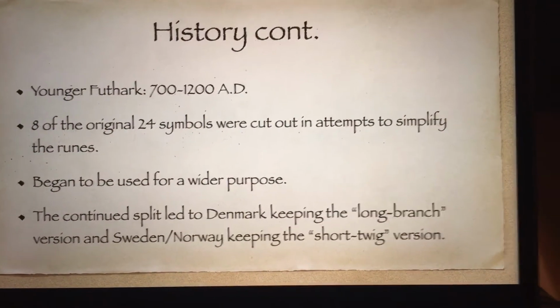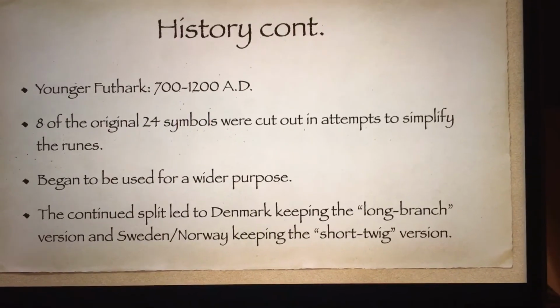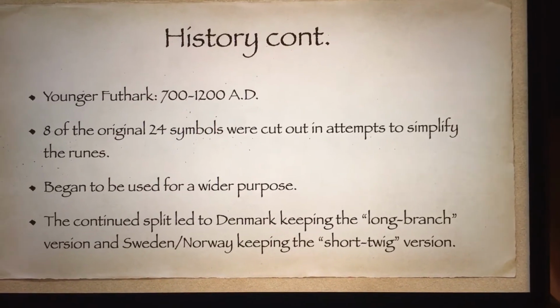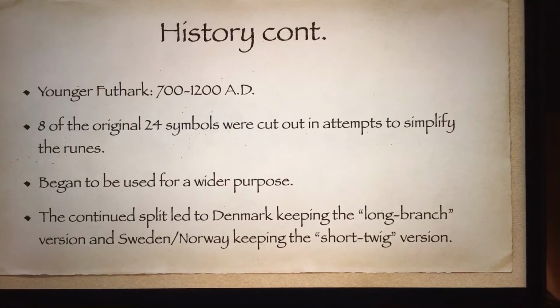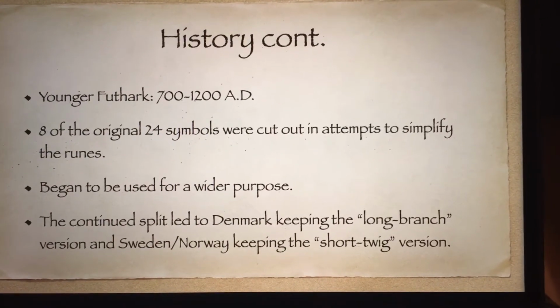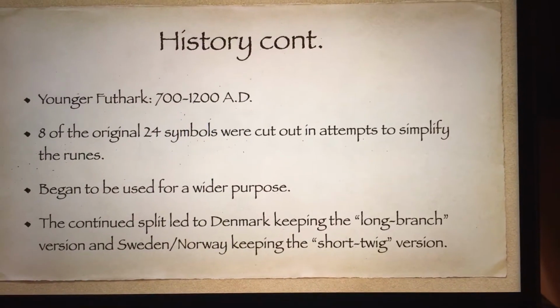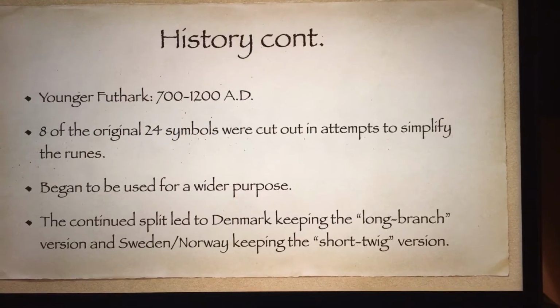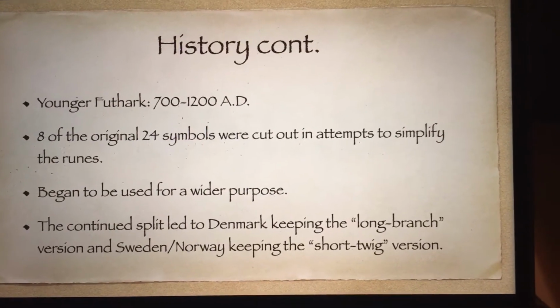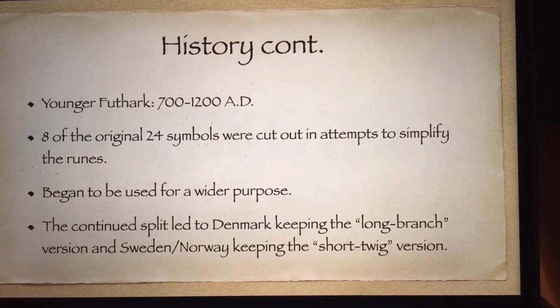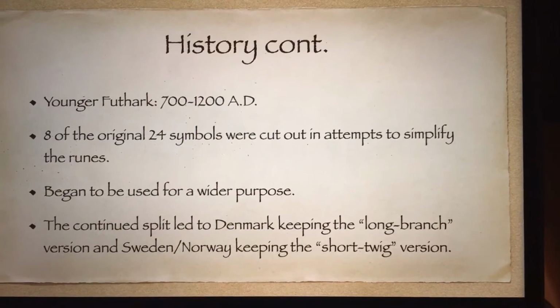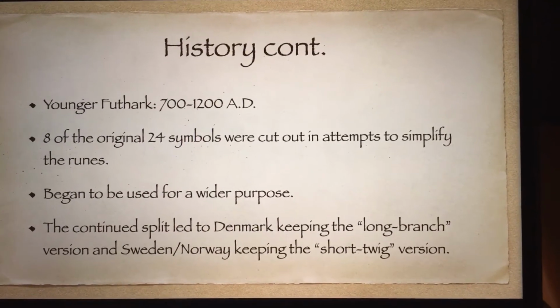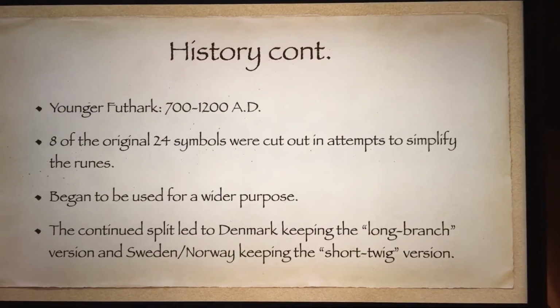Younger Futhark is primarily known for usage in the Viking Age of 700 to 1200 AD. 8 of the original 24 symbols were cut out in an attempt to simplify the runes. In Younger Futhark, runes had more than one possible sound attached to them, so it makes it harder for us to read now since there is less distinction. It kind of reminds me of the evolution of modern English and the slang we use to shorten our wordings.